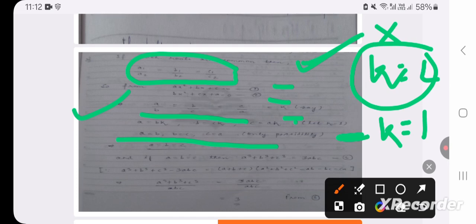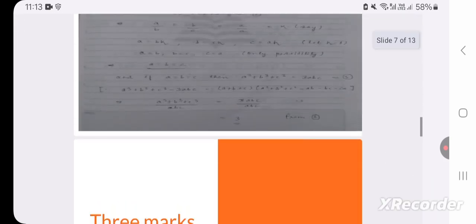And we know from the identity that a cube plus b cube plus c cube minus 3abc is equal to the product of a plus b plus c and a square plus b square plus c square minus ab minus bc minus ca. So when a is equal to b is equal to c, then a cube plus b cube plus c cube is equal to 3abc. On putting this value, the expression becomes 3. So our solution will be option C, that is 3.